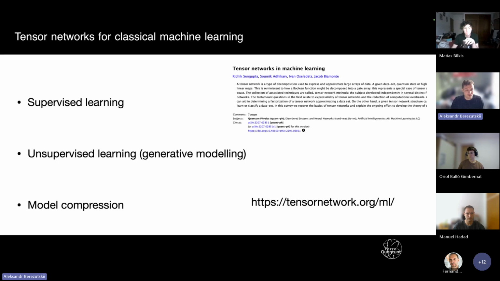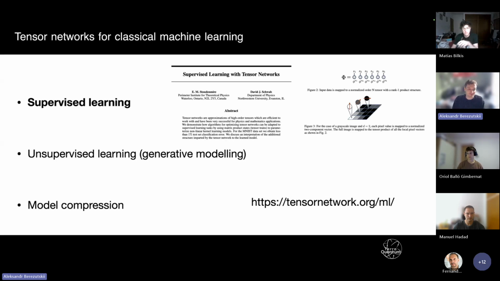For supervised learning, there are many papers if you search for this, but one of the first ones was by Miles Stoudenmire, who is at the Flatiron Institute I mentioned before. There they basically reproduced some classification results on MNIST, and I know that for machine learning people, MNIST is a toy problem, but they were physicists at that time.